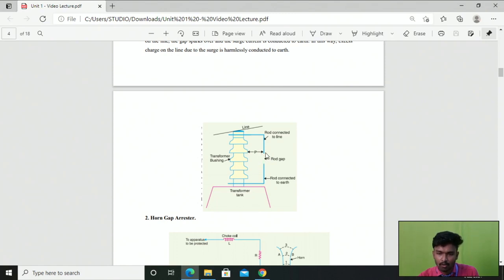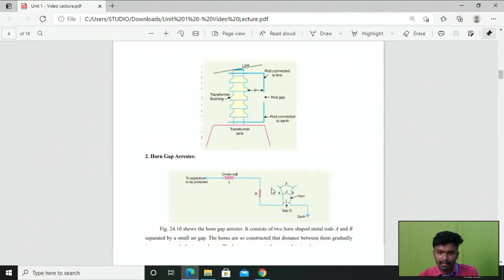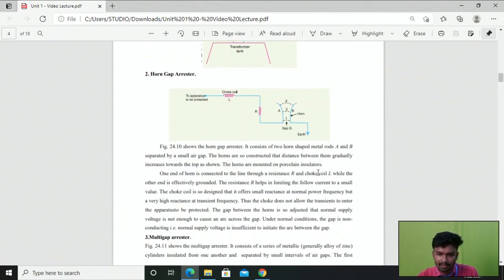So due to that spark over, the gap is conducted. If it is conducted, it means the extra surges which fall onto the transmission line start to divert to the earth. Right, so this is the working principle of the rod gap arrestor. And then the second one is the horn gap arrestor.